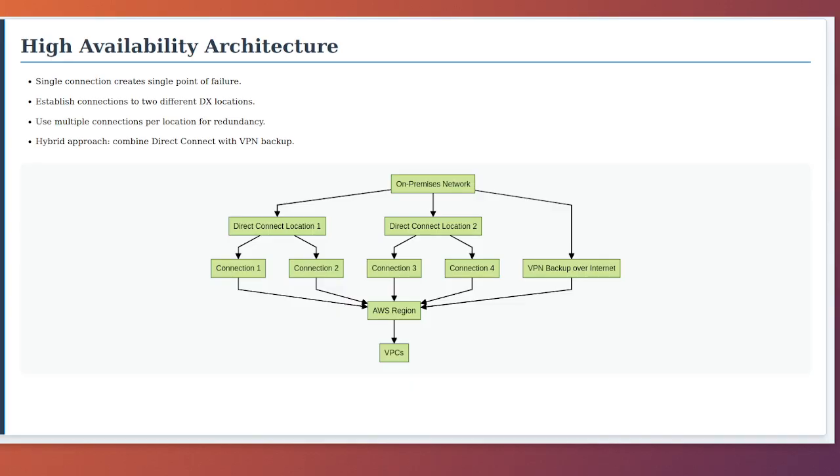This provides redundancy at both the connection level and the facility level. Naturally, this comes with increased cost, but for critical workloads, the investment is worthwhile.